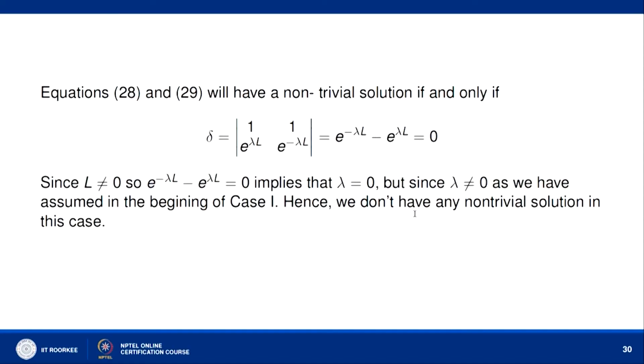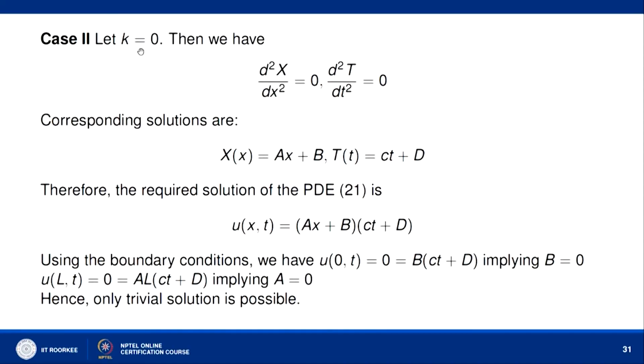So now let us consider the next case, that is let k is equal to 0 here, and in this case our equation is reduced to d2X/dx² equal to 0 and d2T/dt² equal to 0, and in this case you can find out your solution as X(x) equal to ax plus b and T(t) equal to ct plus d. Again, as we have pointed out, the solution u(x,t) is written as (ax plus b) into (ct plus d) here. Now our boundary condition is what? We have seen that it is X(0) equal to 0 equal to X(L) here.